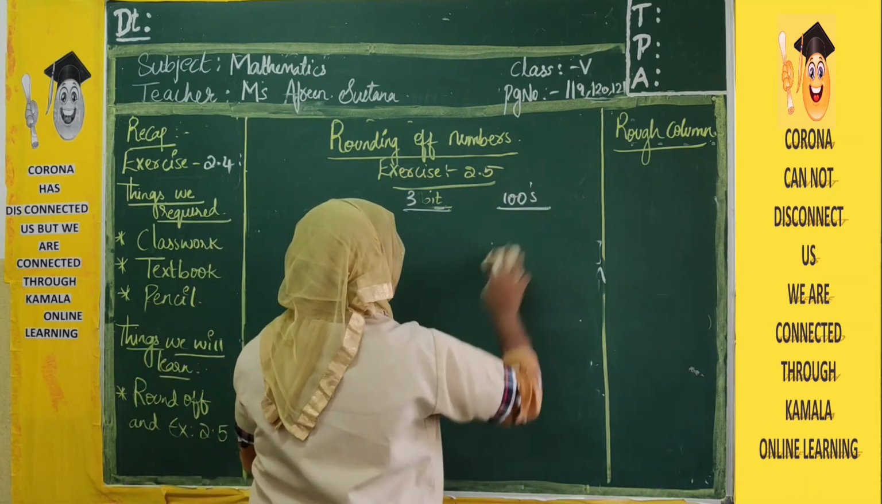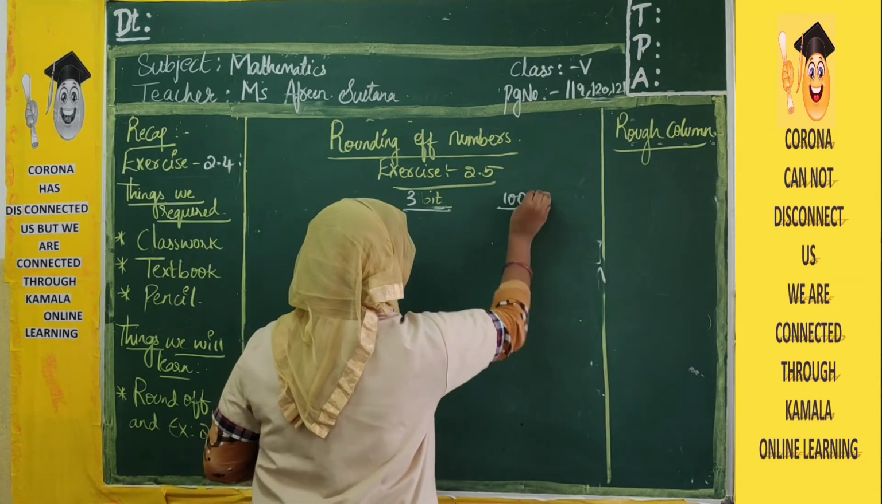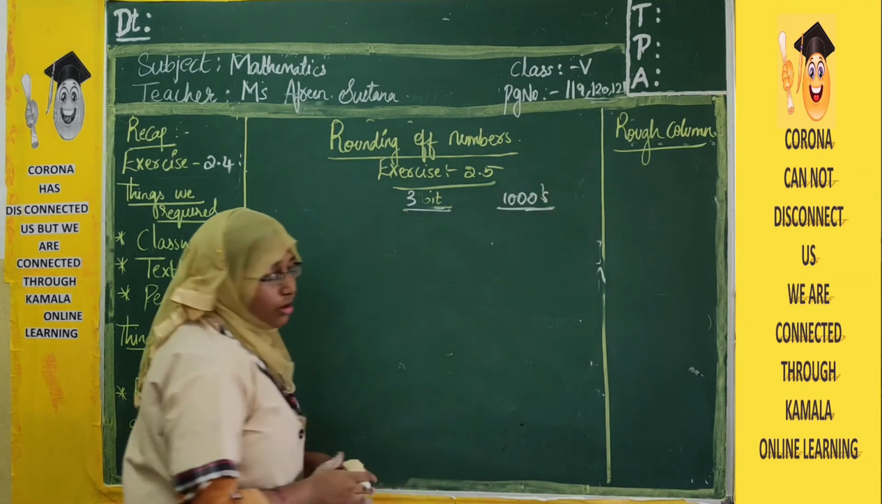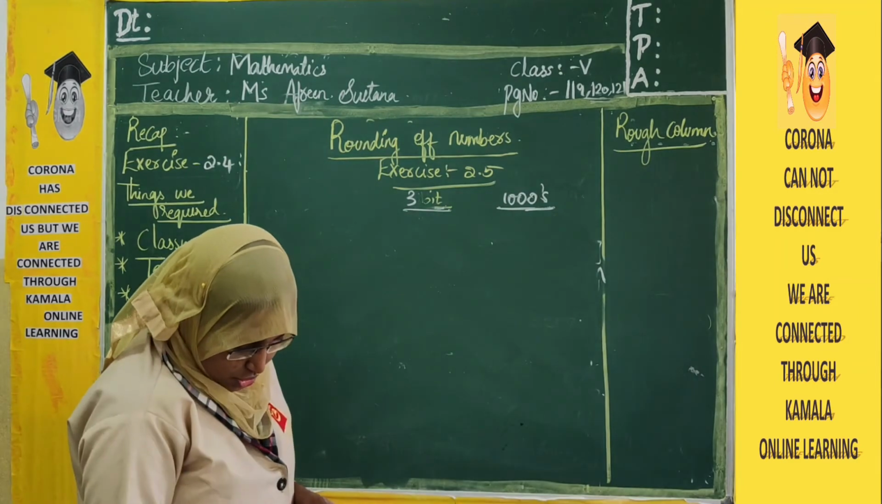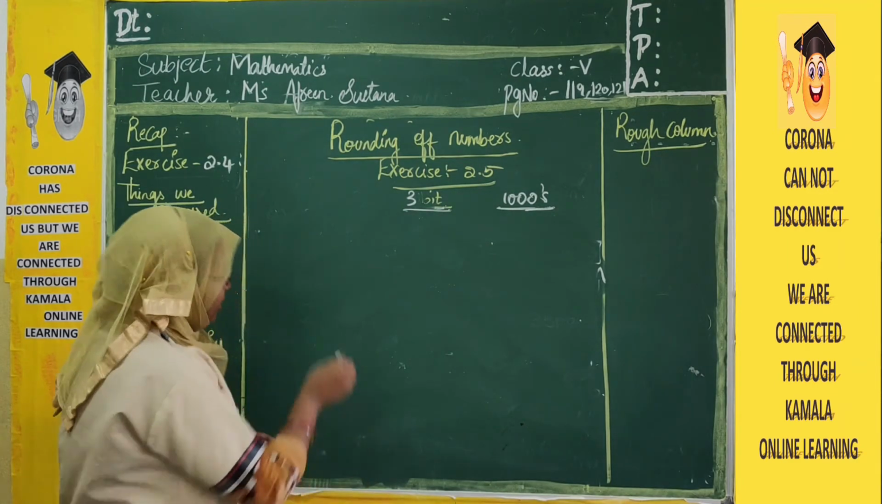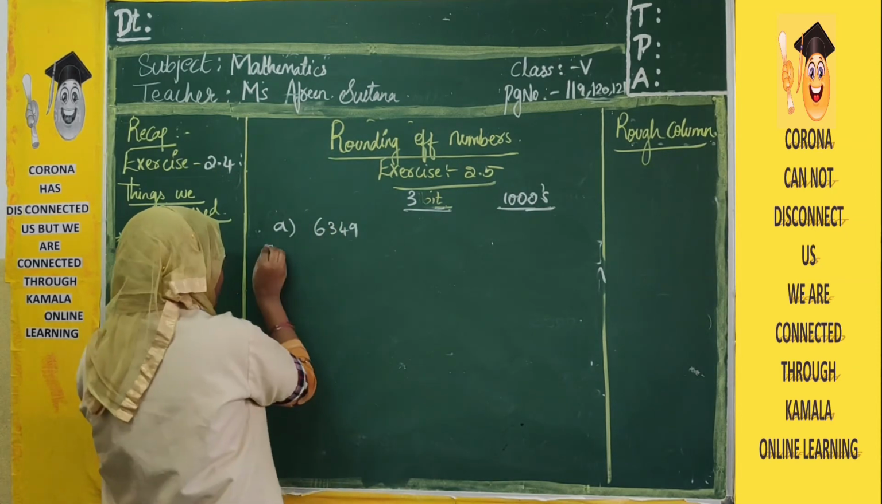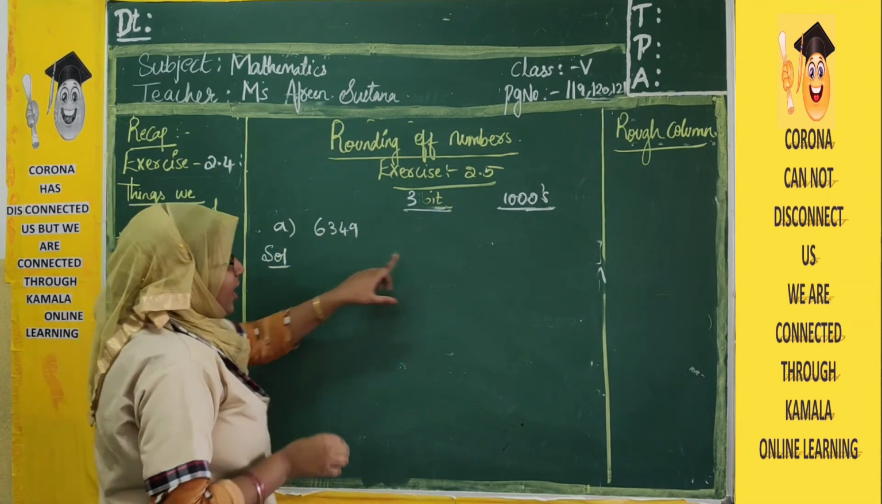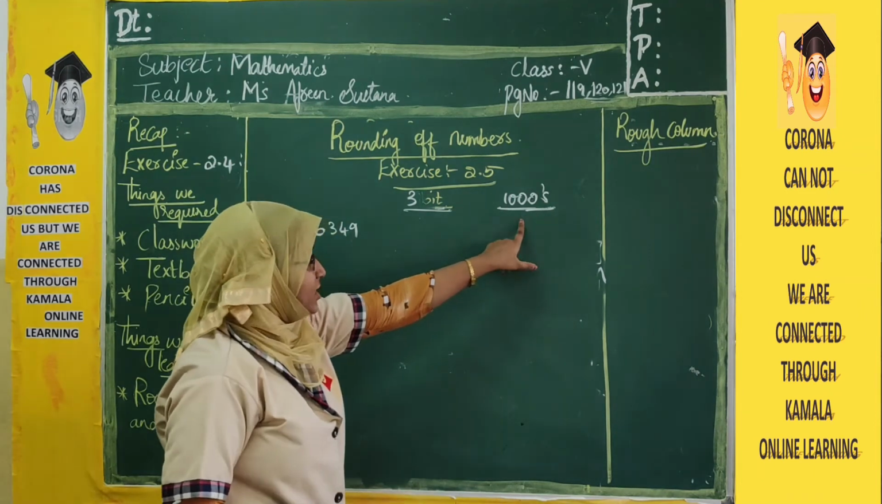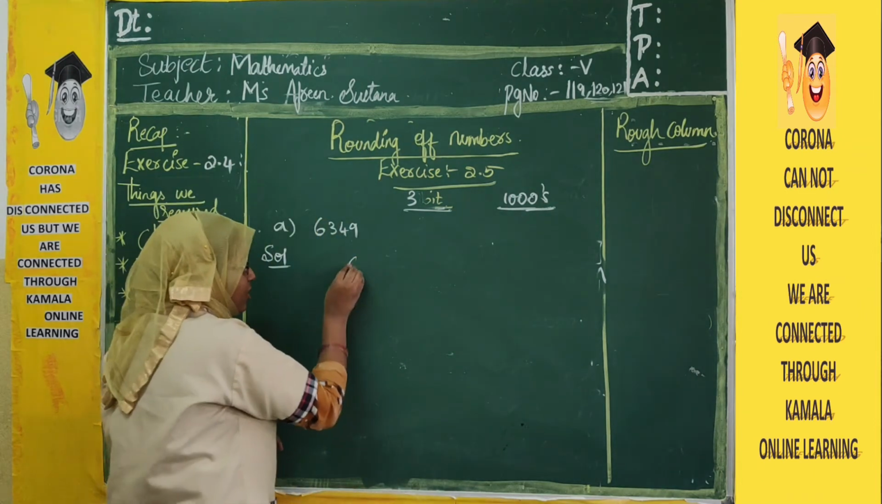This is thousands. Third bit is round off to the nearest thousands. The first one is 6349. Now, as we are doing for thousands, we will consider the digit at 100 place. So let us write it.